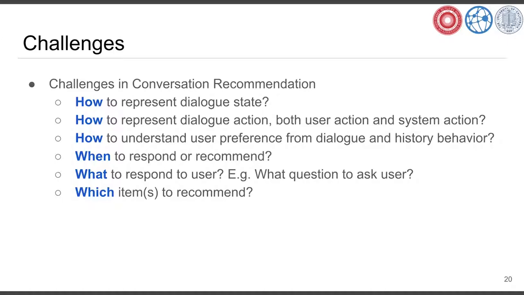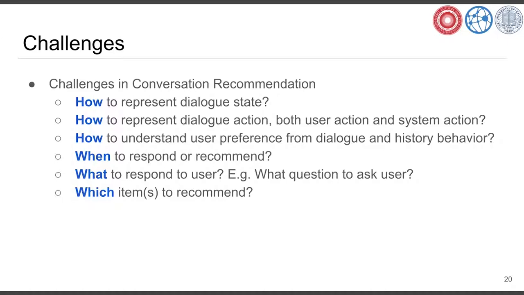And the next challenge is when to respond and when to recommend. This is a very important challenge in the conversational recommender system. That is because the system cannot always recommend items to the user, which may annoy the user.